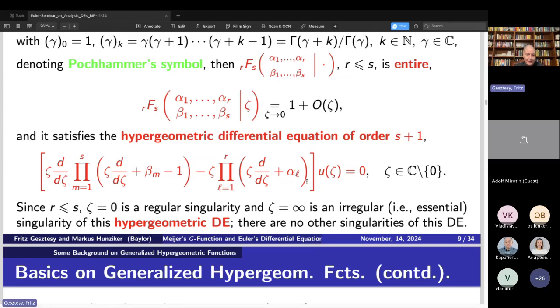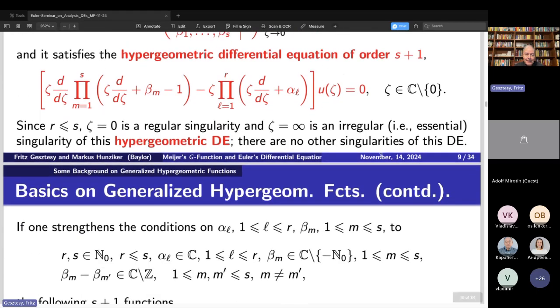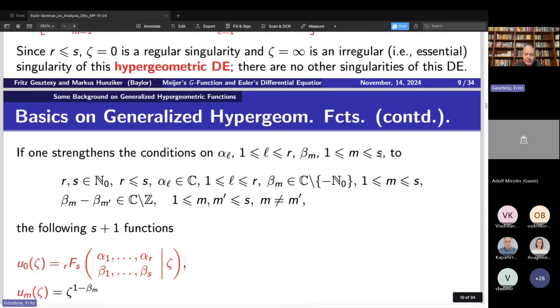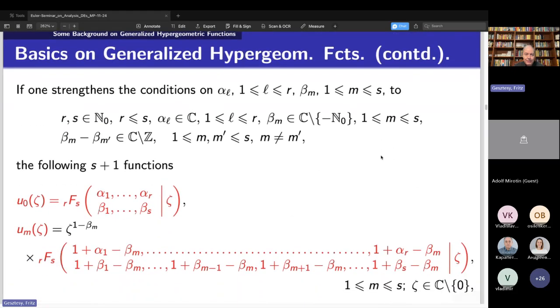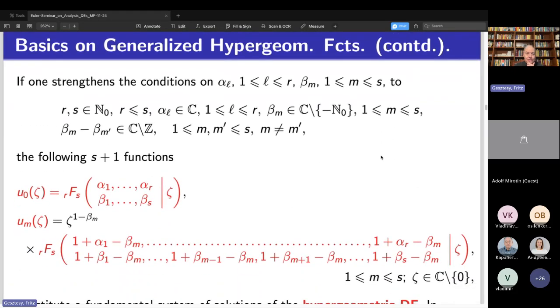If one looks at it and analyzes it a bit, you see that zeta being 0 is a regular singularity, but zeta being infinity is an essential singularity of this differential equation. Now, let's make a few additional assumptions for the time being and look at some generic case where the difference of the betas is not an integer. Well, suppose we make this assumption. This is an additional assumption.